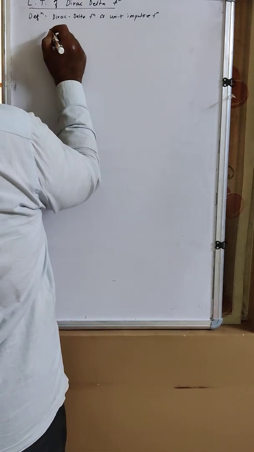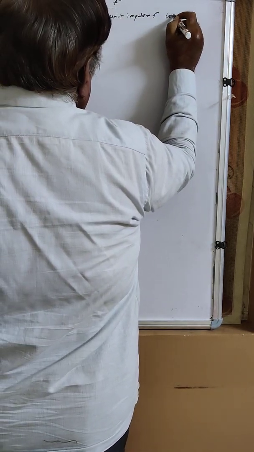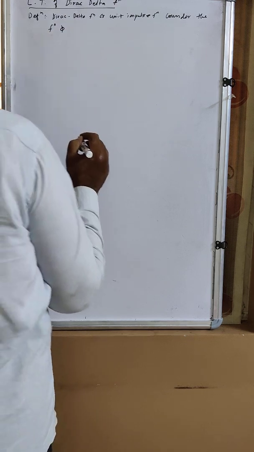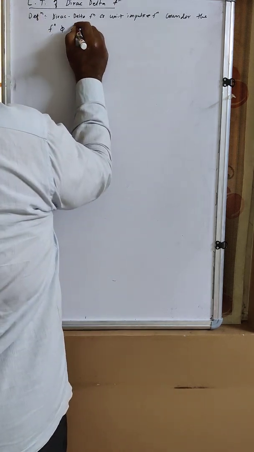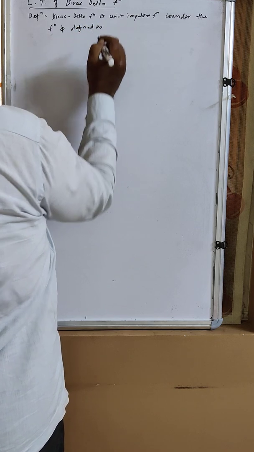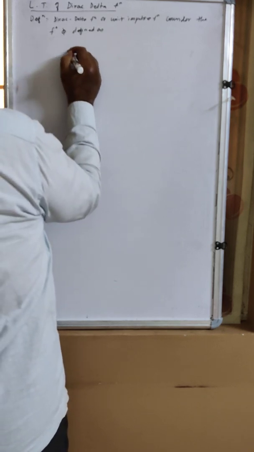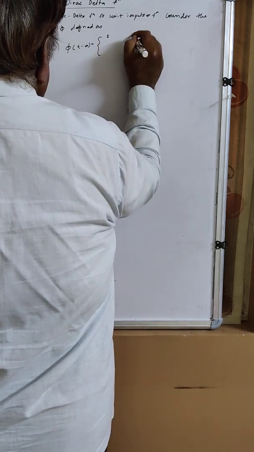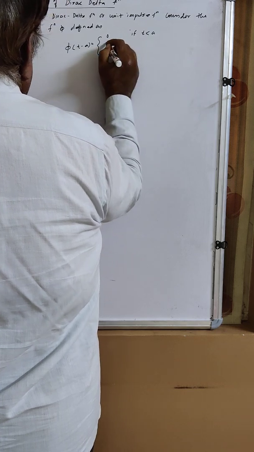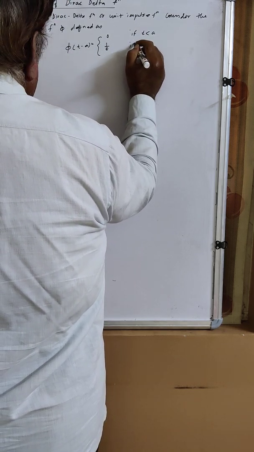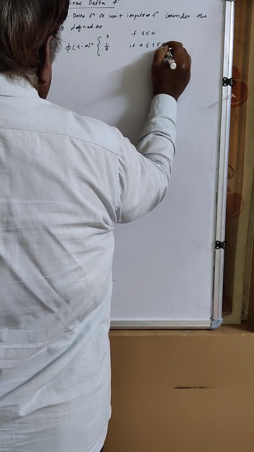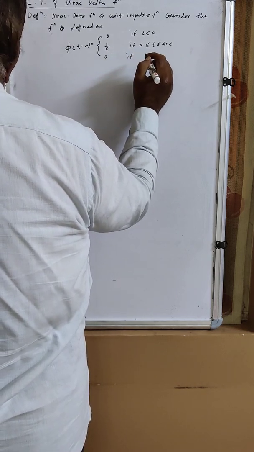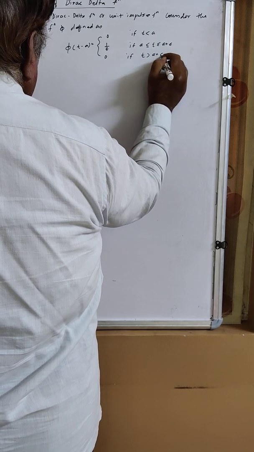Consider the function phi defined as phi of t minus a is equal to 0 if t is less than a, 1 by epsilon if a is less than or equal to t less than or equal to a plus epsilon, and 0 if t is greater than a plus epsilon.